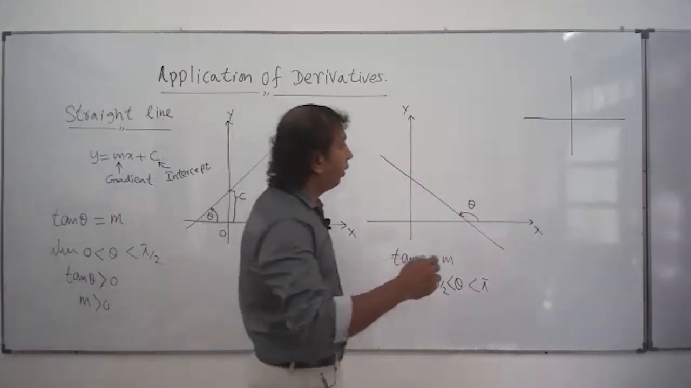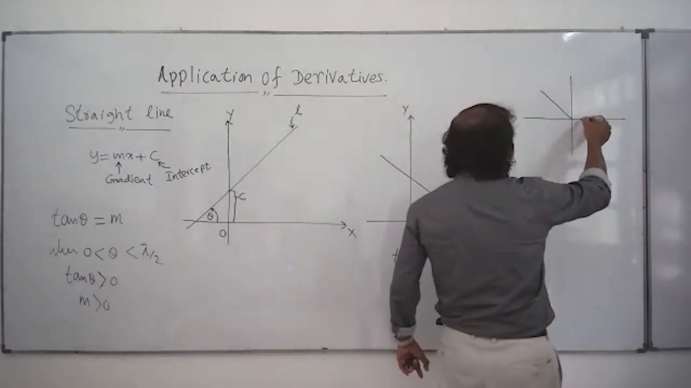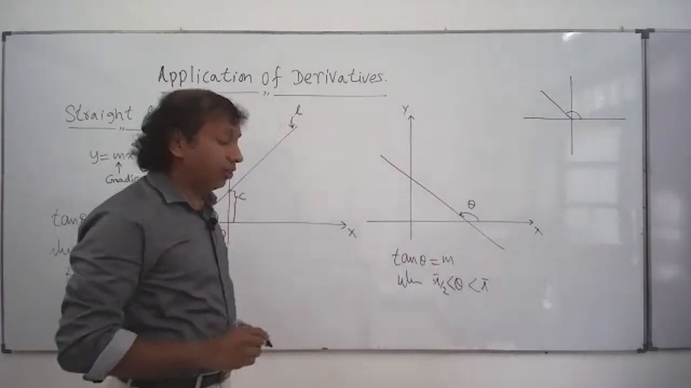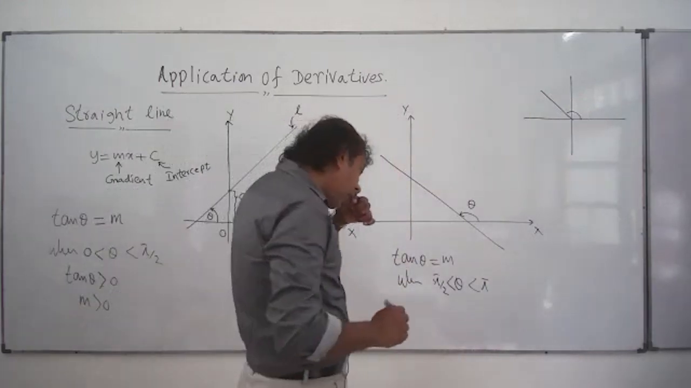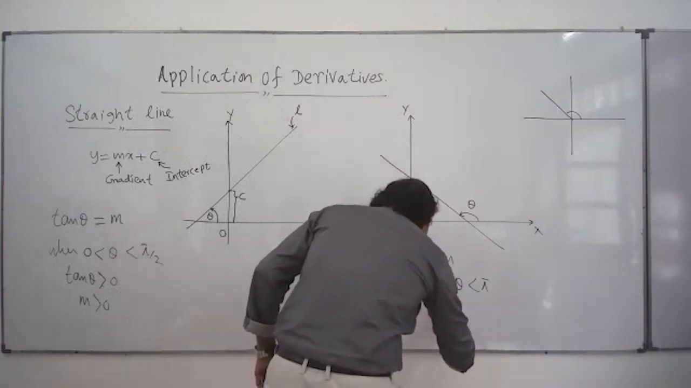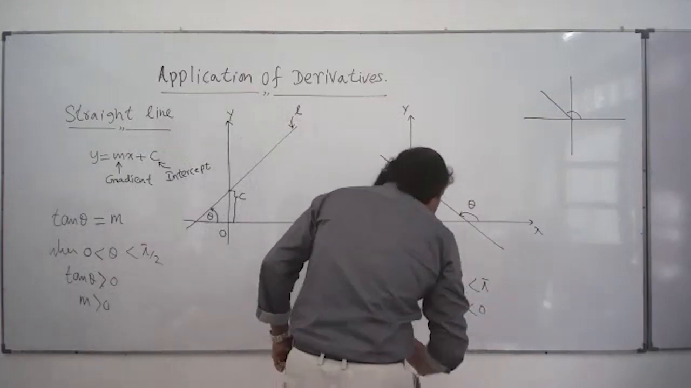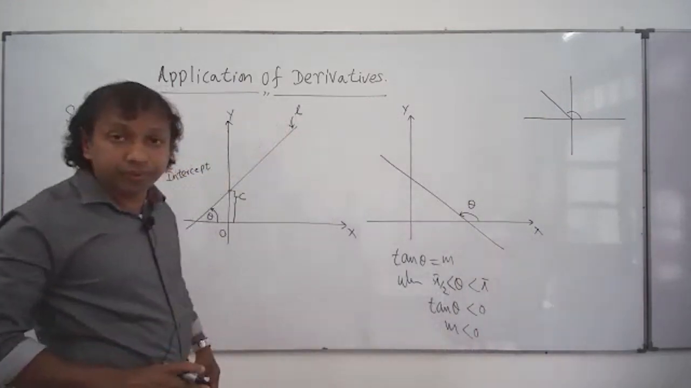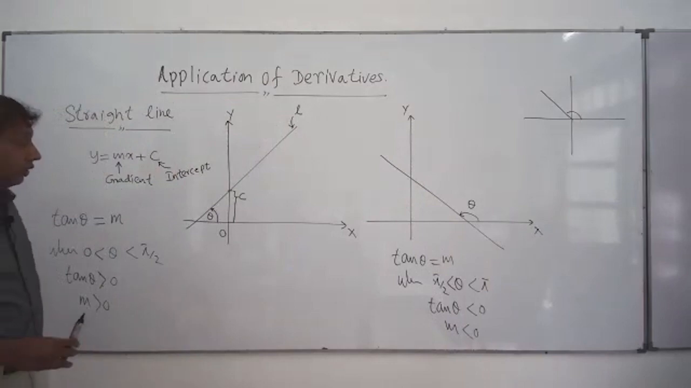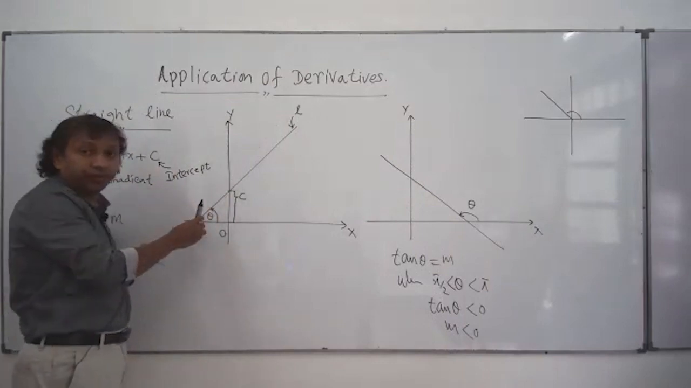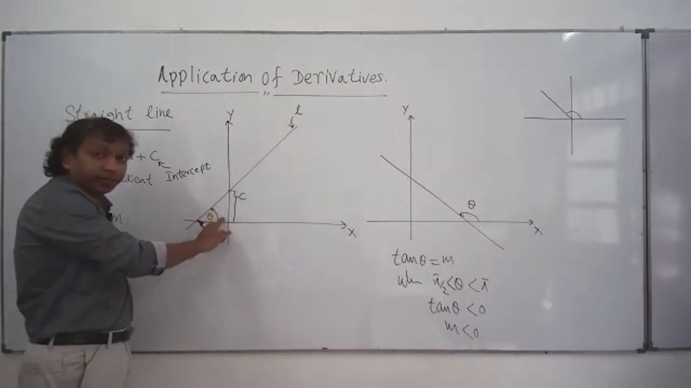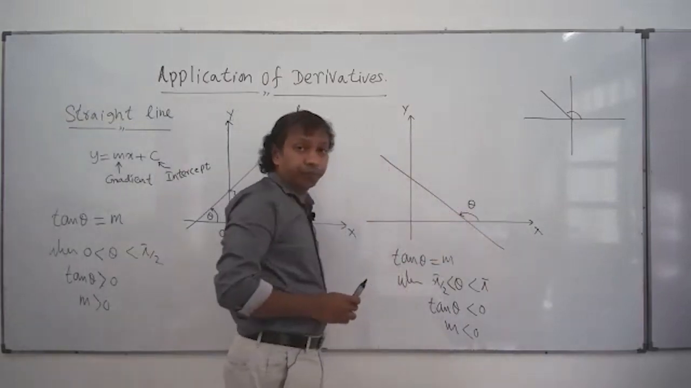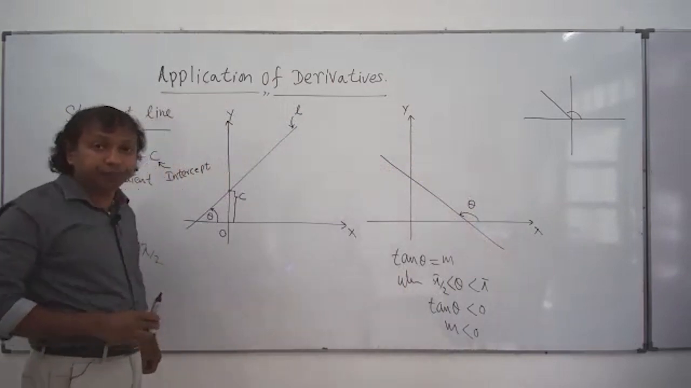It is the second quadrant. We know that for angles in the second quadrant, tan is negative. We learned that in the trigonometry lesson. So we get tan theta negative, and tan theta means the gradient is negative. So you can very clearly understand, right? Straight lines with positive gradient will make an acute angle here. Straight lines with negative gradient will make an obtuse angle here. That too you have to first understand.